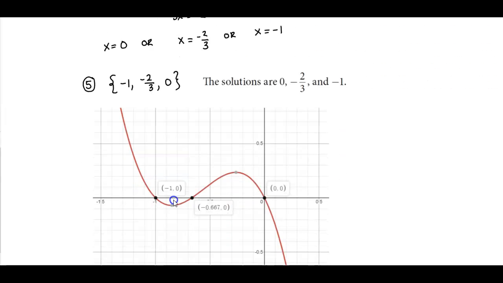So when this is graphed, you should see that it crosses the x-axis 3 times. The first one is at negative 1, 0. The next one is negative 2/3, which is the same thing as negative 0.667. And then the third one is 0, 0.